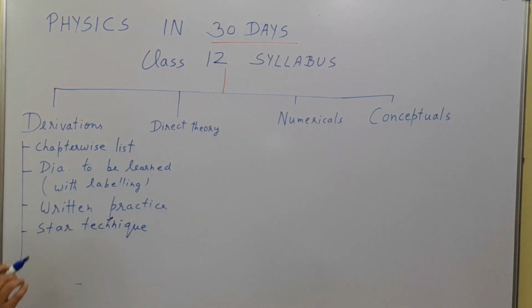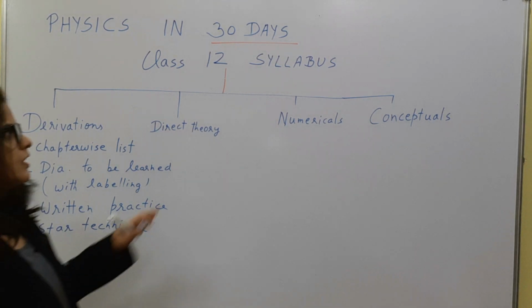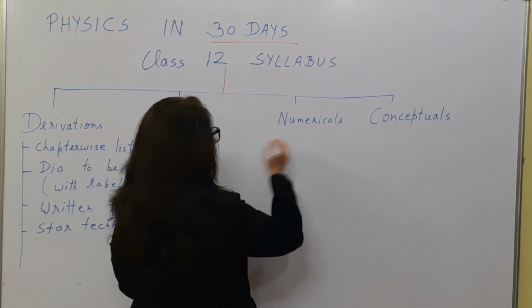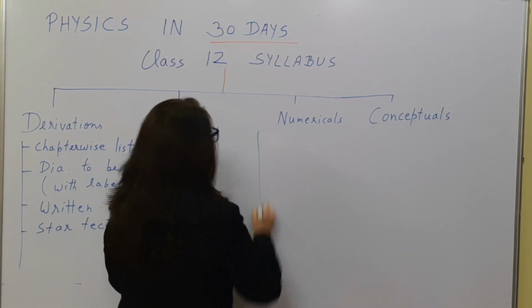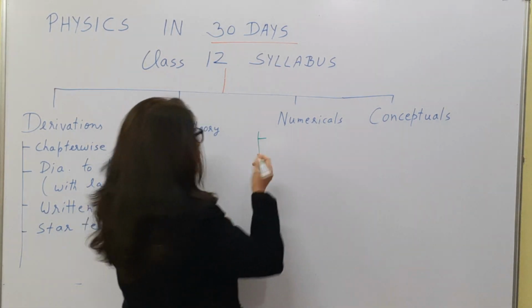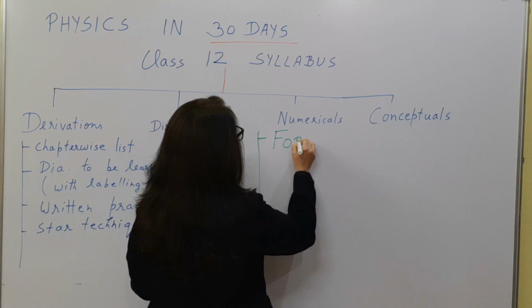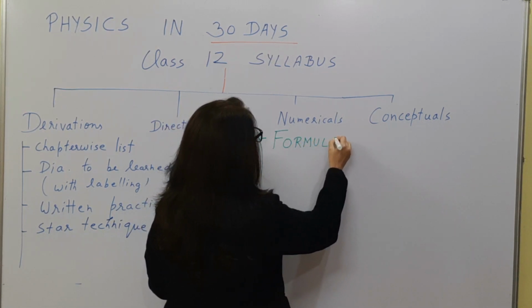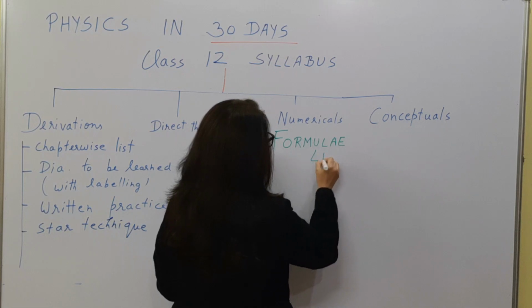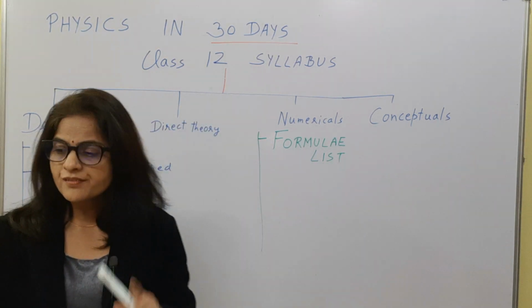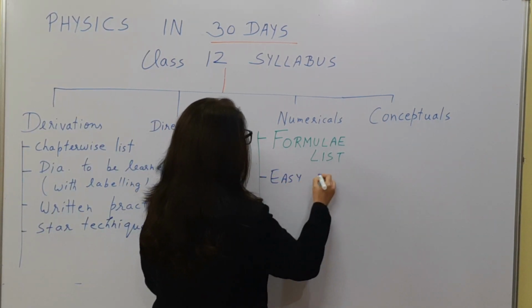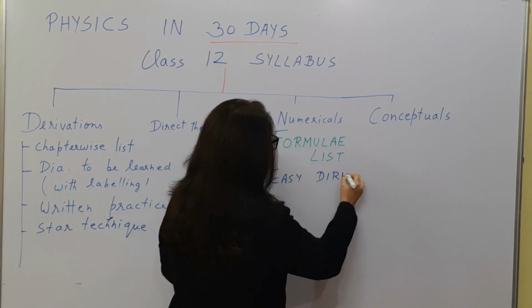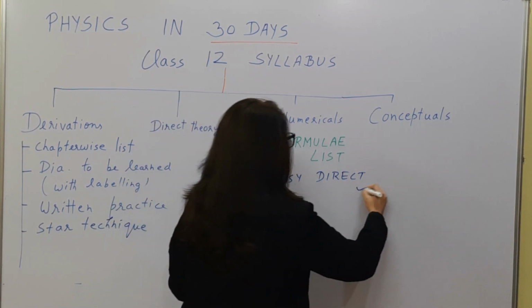Okay, then you have theory questions. In direct theory questions we don't have anything very special to discuss, but for numericals you know that we have 2 types of numericals. One is easy, the other is complex, as I have already discussed. But for numericals, the very important thing is learning the formulas. So make a formula list. If that formula list is ready with you, then for direct questions, that is easy direct questions, you will be able to do it very easily.